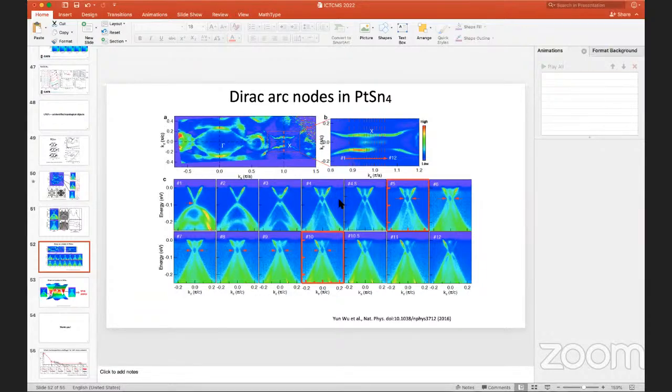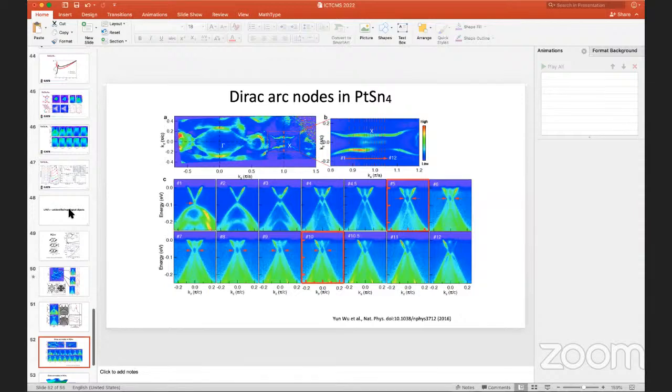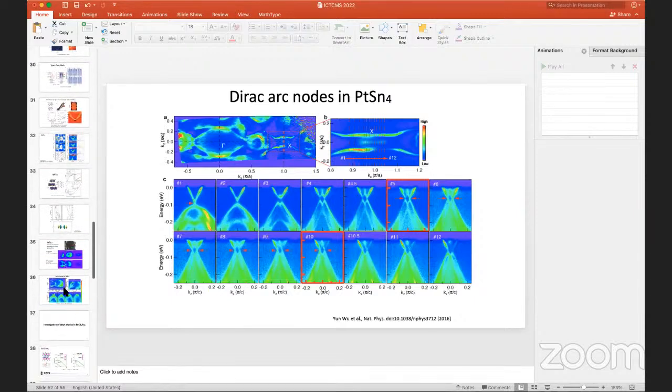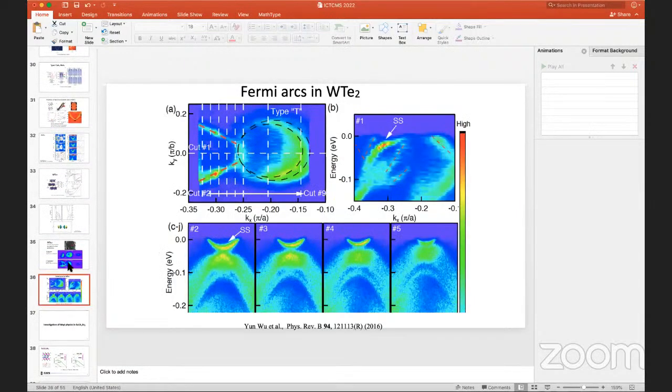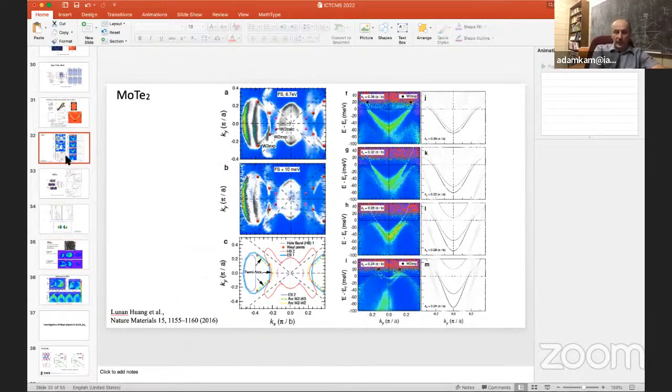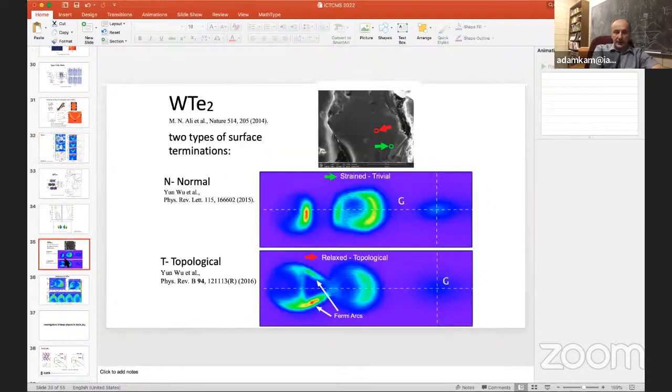Yes, sir. Thanks for the very informative talk. One simple question: in one slide, you showed the electron and hole pockets in the surface state calculation. How do we identify that this is the hole pocket and this is the electron pocket? The calculation?